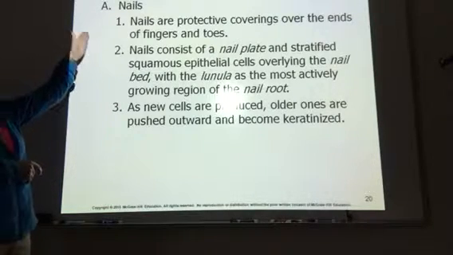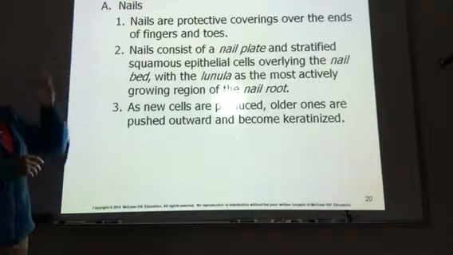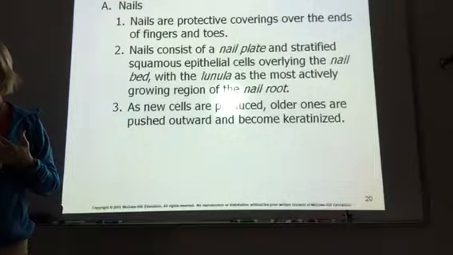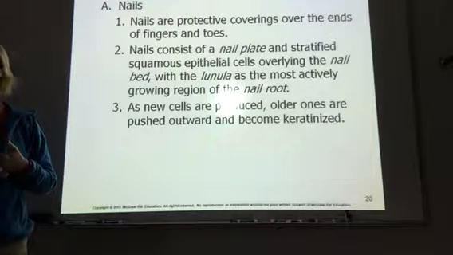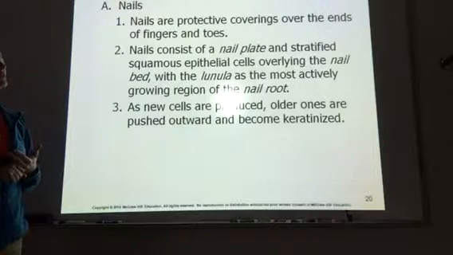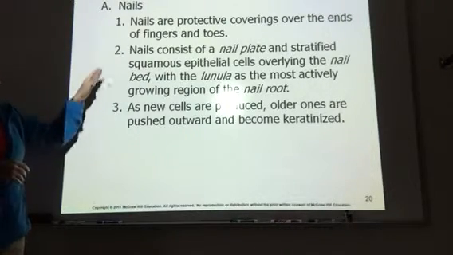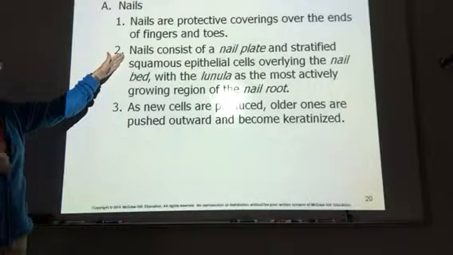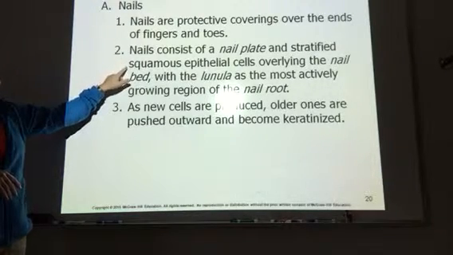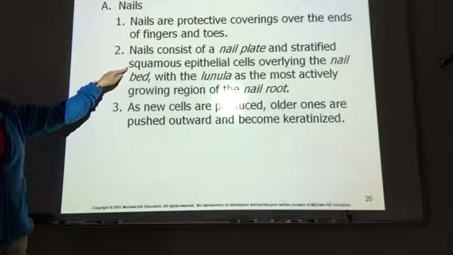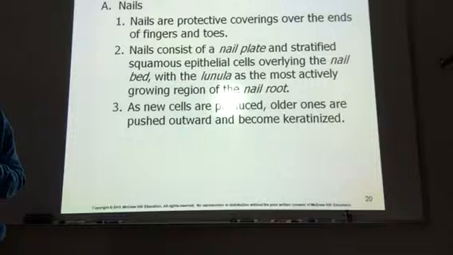So looking at nails first, fingernails and toenails are considered an accessory organ in the integumentary system. Nails are protective coverings that cover your toes and your fingers. They have a nail plate, and we'll look at diagrams of this. Stratified squamous, so thick epithelial cells, overlying the nail bed.